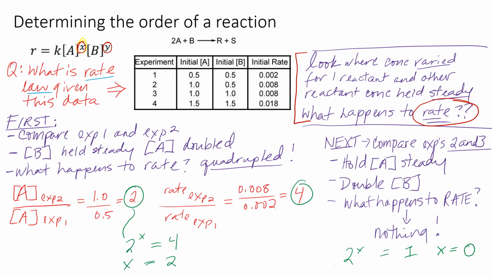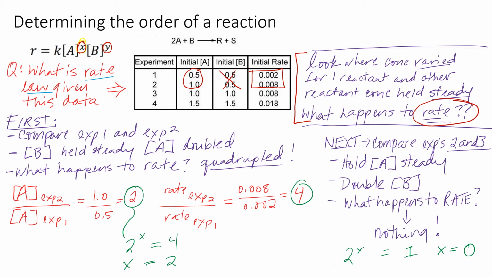So between experiments 1 and 2, you may notice that the concentration of A has been doubled, while the concentration of B has been held constant. That means we're effectively taking B out of the picture, and it allows us to explore the impact of a change in concentration of A on the rate itself. So what do we notice? We notice that if the concentration of A is doubled, the rate is quadrupled.